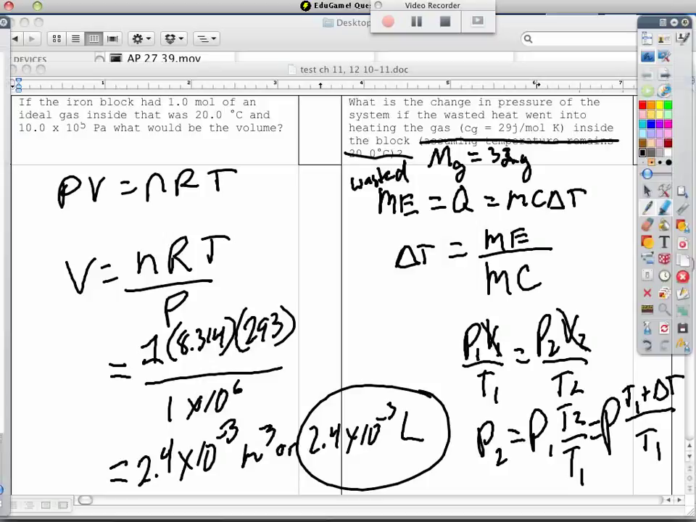So the two things that I want you to pay attention to are this mechanical equivalency to heat and this ideal gas law. For tomorrow, make sure you know how to deal with those things.